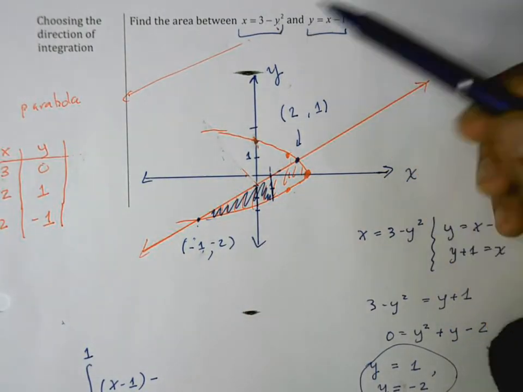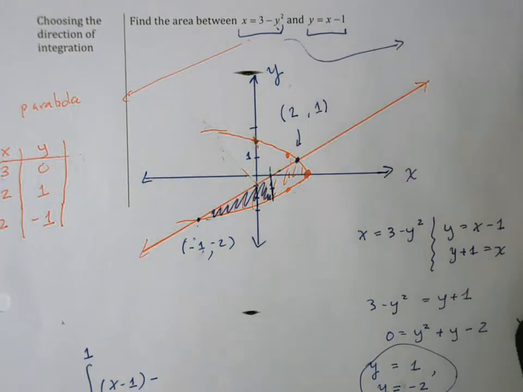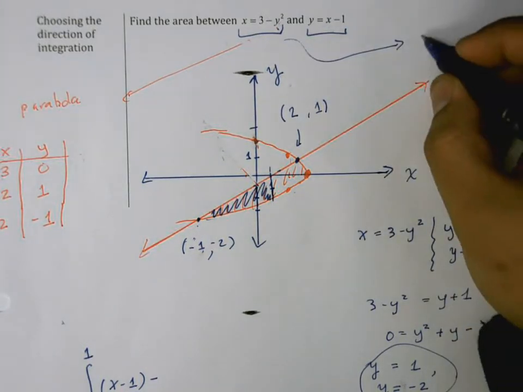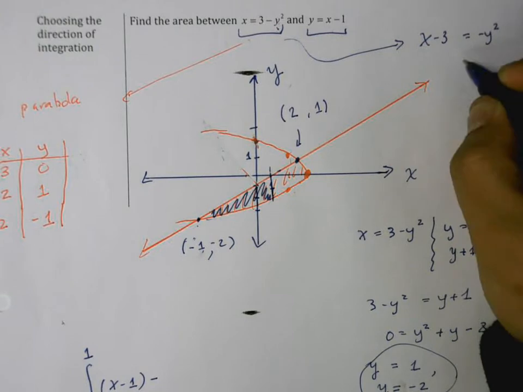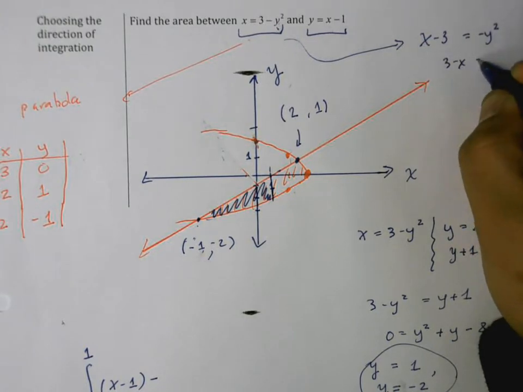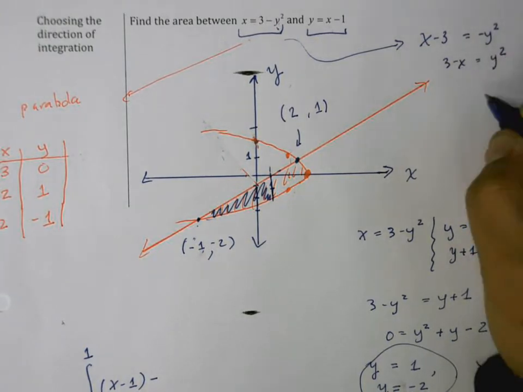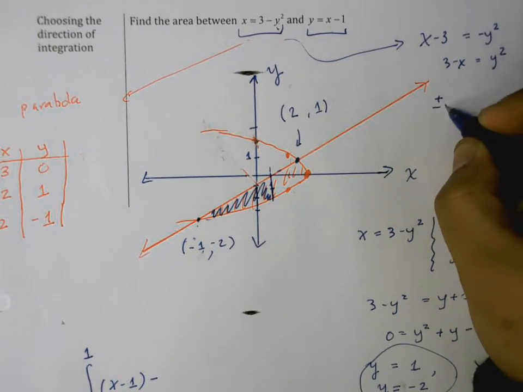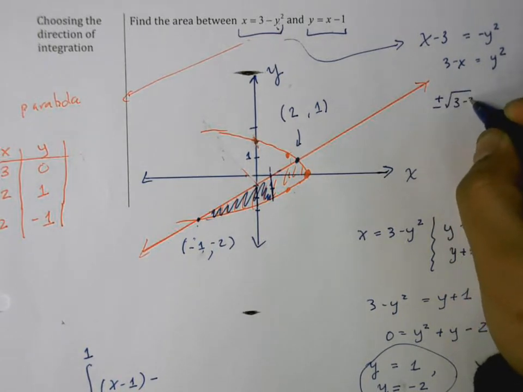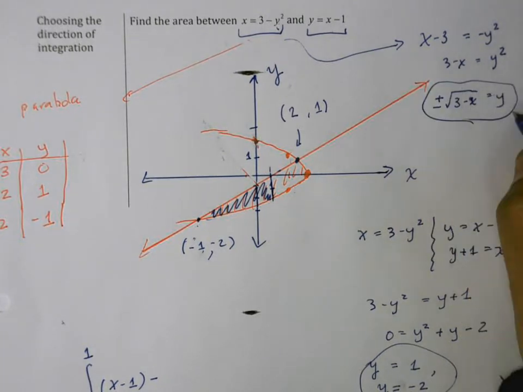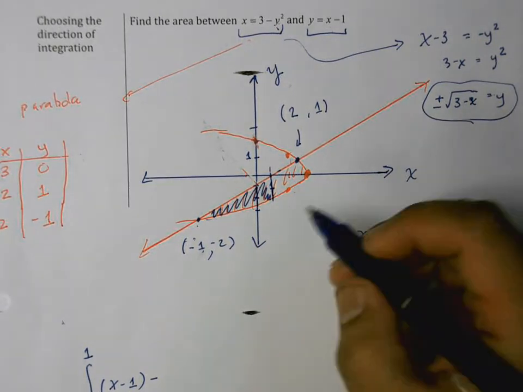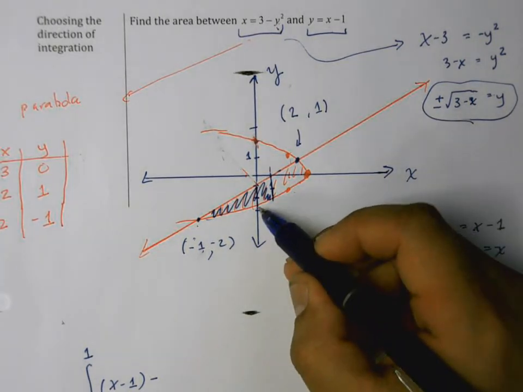So solving for y, we get x minus 3 equals -y squared. Thus 3 minus x equals +y squared, and that means plus or minus the square root of 3 minus x is equal to y. So there are actually two functions here for y. It cannot be done with a single function. And so this is the lower one right here. This bottom red curve is negative square root of 3 minus x.